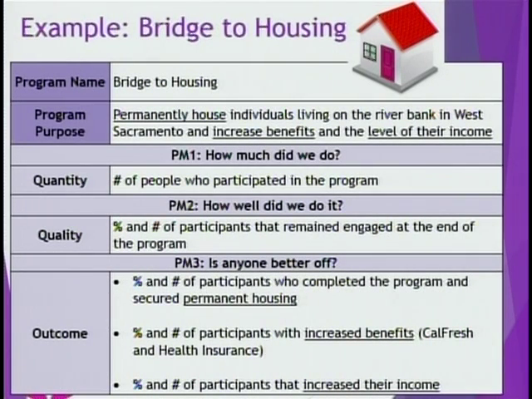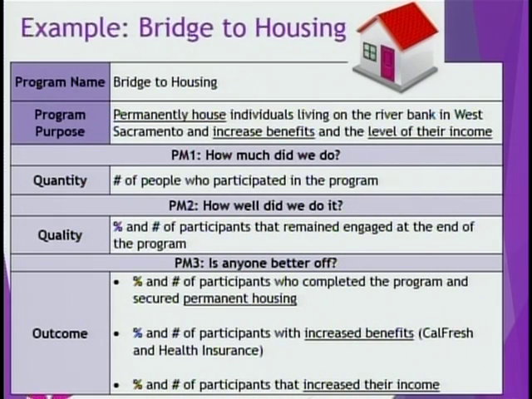So here's an example of a completed YOLO Performance model for a Bridge to Housing program. So the name of the program is Bridge to Housing, and their purpose is to permanently house individuals living on the riverbank in West Sacramento and increase benefits and the level of their income. So you can see from the purpose statement, there are 3 outcomes that they're looking to have for their target population, which is individuals living on the riverbank, so homeless individuals. The first is they want to permanently house them, then they want to increase their benefits, and they want to increase the level of their income.